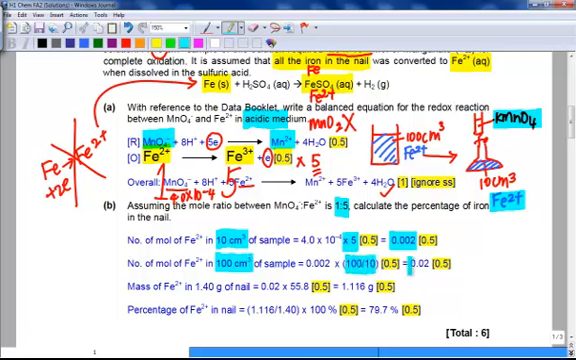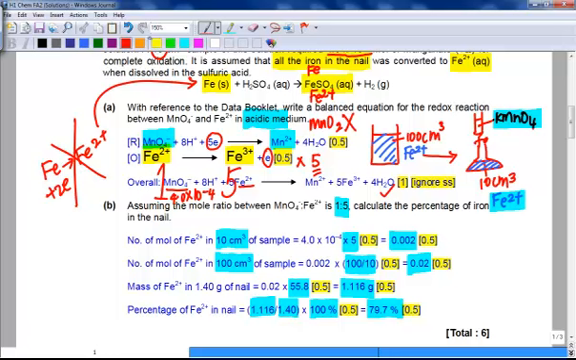Okay, you get 0.02, and you need to find the mass. So the mass is simply multiplied by the Ar, which is 55.8. You will get 1.116 grams. And they want the percentage of iron. So the entire nail weighs 1.4 grams. So this 1.116 divided by 1.4 times 100%, you should be able to get 79.7%, which is the percentage of iron in the nail. Okay.